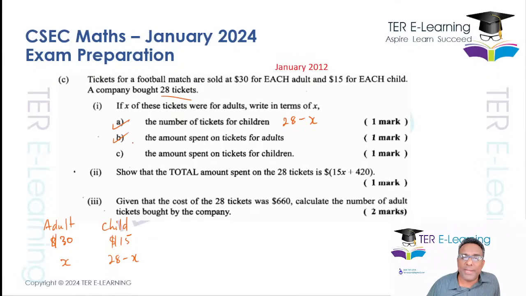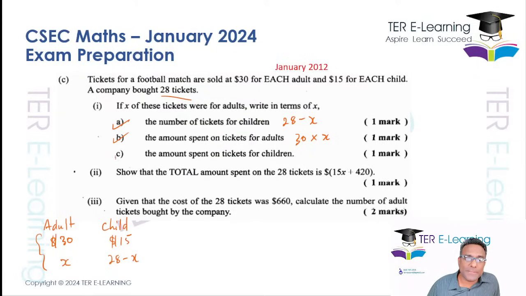Next thing they want is the amount of money spent on tickets for adults. The cost of an adult ticket is $30, and you know that you sold X tickets. So this here is simply going to be 30 multiplied by X, or you can just say 30X. That's it. So that's the answer for part B here.